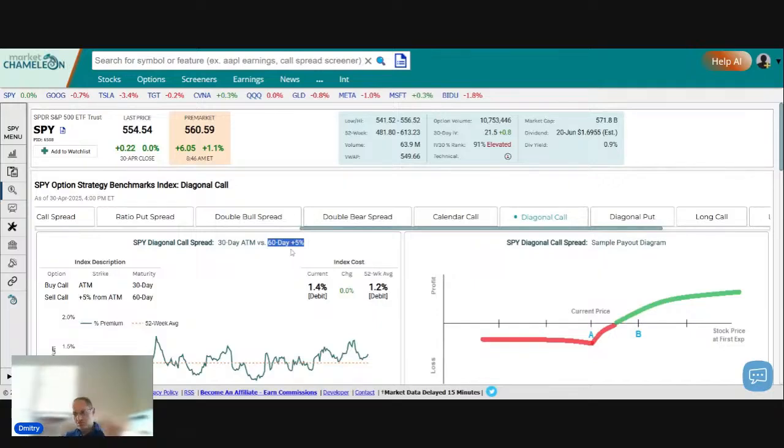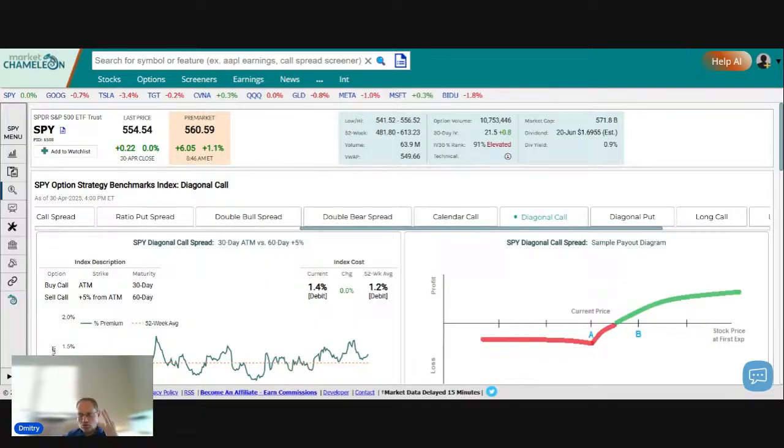We use percentages because in finance, that's how we normalize and compare things. So 5% strike today, with the stock moving around, tomorrow is a different 5%. The strike price will be different, so we always just do it by percentage, 5% out of the money. And in this case, here's how we defined it. We're benchmarking buying an at-the-money 30-day call versus selling a call 5% above the money, 60 days out. So that's our benchmark.